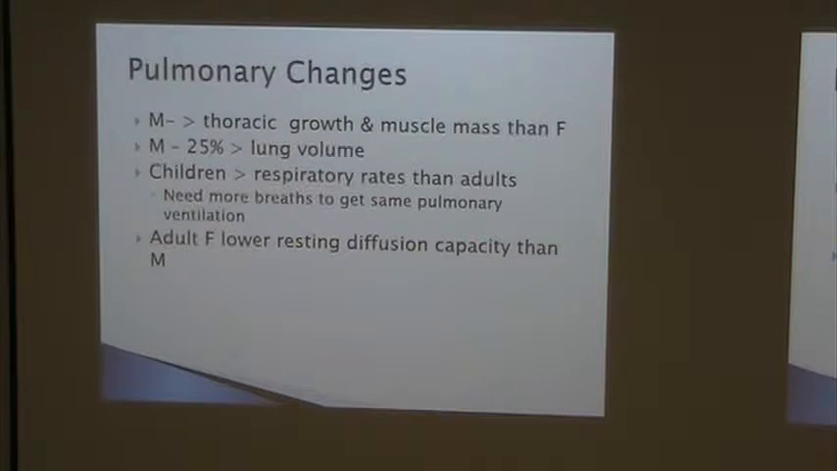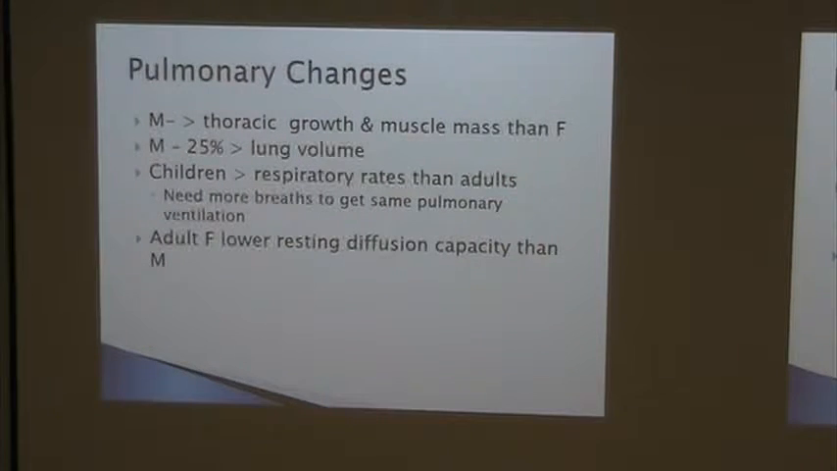Even as adults, females have a lower resting diffusion capacity than males. What's a diffusion capacity? We're talking about pulmonary things. So what is diffusion capacity when we talk about aerobic fitness? What would that be? Any ideas? Yeah. How much oxygen your body is getting? Okay, good. Exactly. How much oxygen your body is getting from the lungs.